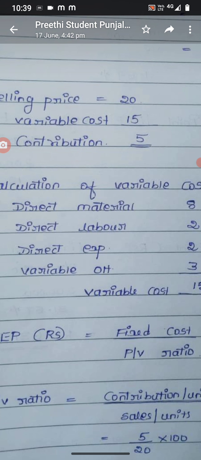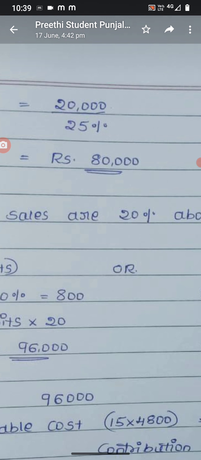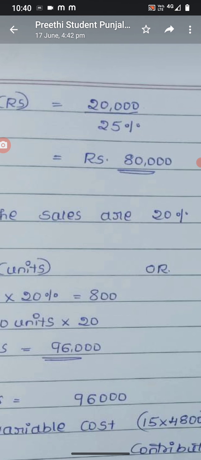So fixed cost 20,000 divided by 25% or 0.25, you get 80,000 rupees. There is one more formula which you can use: break-even units 4,000 into 20 rupees per unit, you will get 80,000. So that way also you can calculate break-even sales. This is in sales value, not units, which we found out previously. So this is about break-even sales.